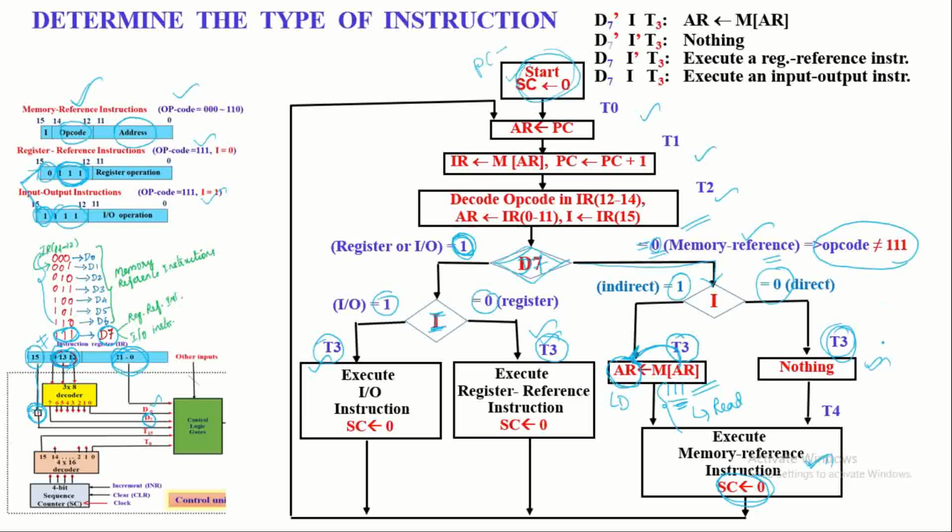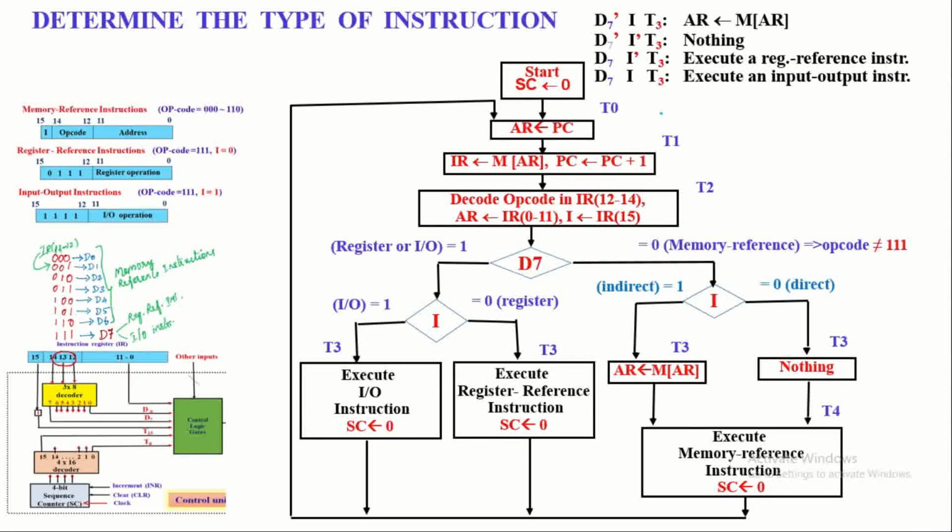Okay, here you can notice that the number of timing signals required for performing the memory reference instructions is T4. But for executing the register reference or IO instruction, only T3 timing signals are sufficient, because fetching the effective address of the operand is not required in the case of IO instruction and register reference instruction.